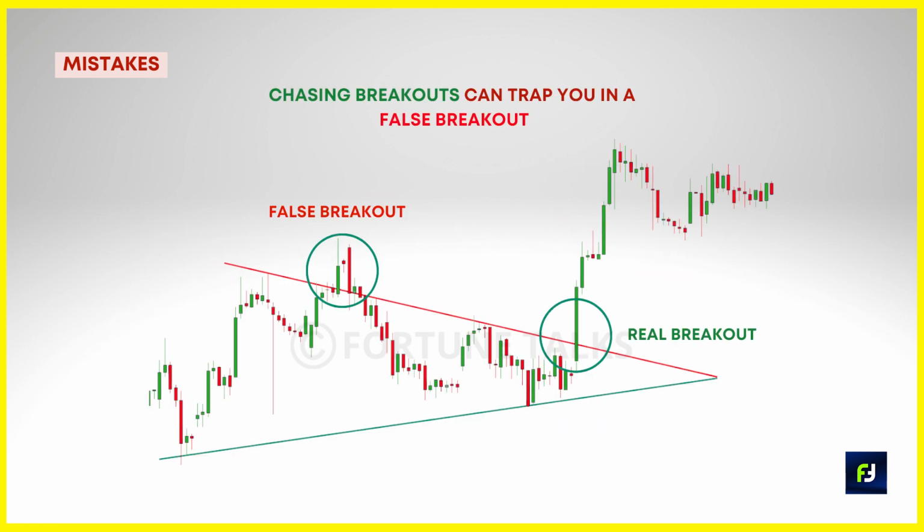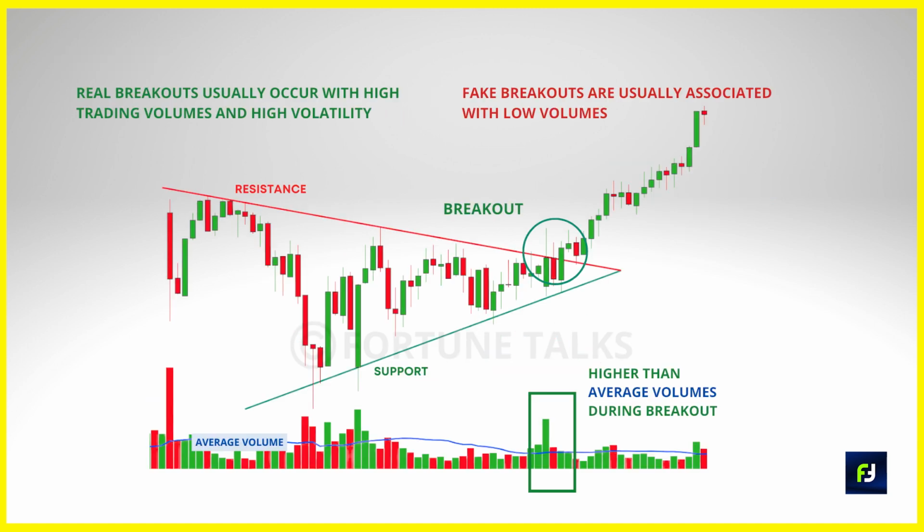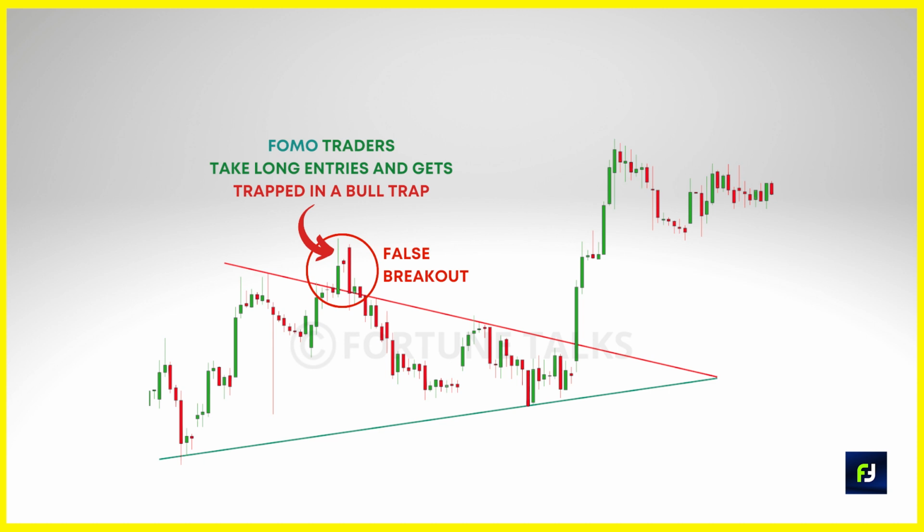Another common mistake traders make is chasing the breakout of a symmetrical triangle pattern, only to get trapped in a false breakout. So how do we eliminate this mistake? A great trading tool that you can use for identifying breakouts is volume. Real breakouts usually occur with high trading volumes and high volatility, while fake breakouts are usually associated with low volumes and look more like a range than a breakout. Since the levels of the triangles are inclined, it sometimes brings the price outside the frame of the triangle. This usually gets traders tempted and they assume that there is a breakout on the chart. So always make sure to confirm the breakouts.